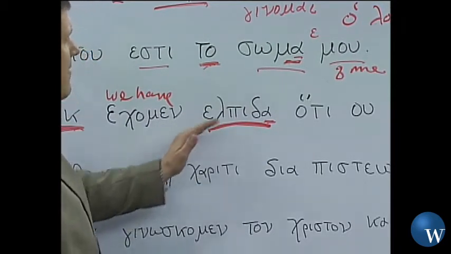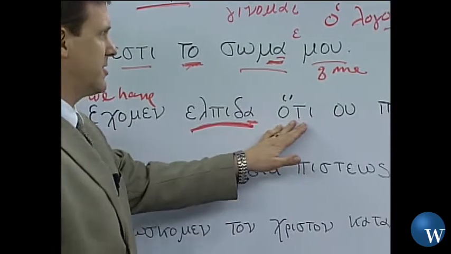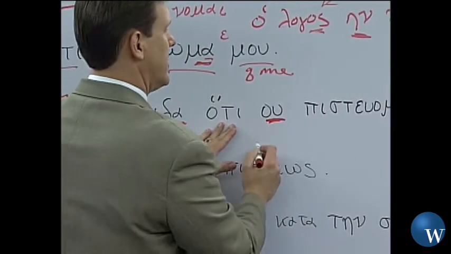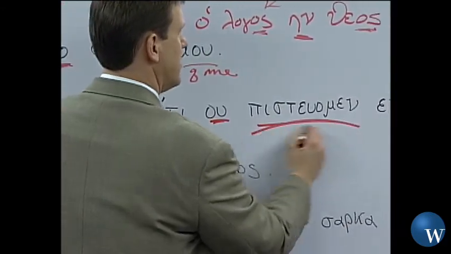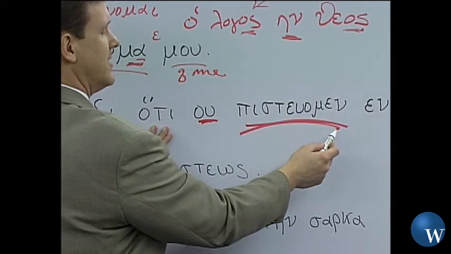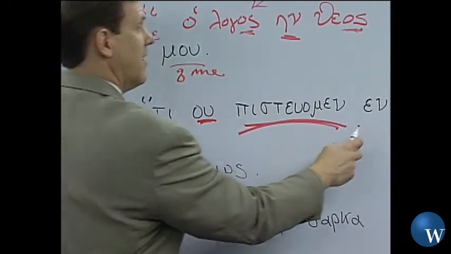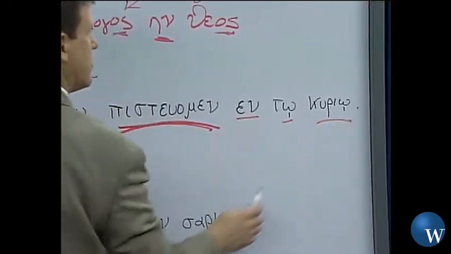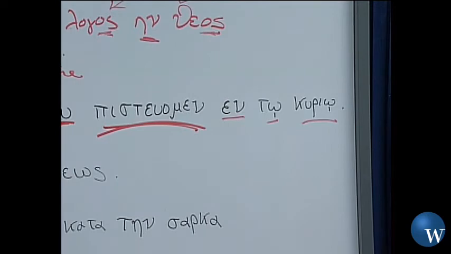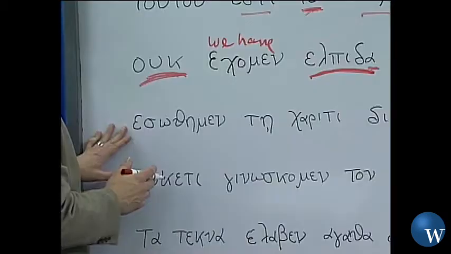So we do not have hope. And then we know hoti is our coordinating conjunction, because, and then another negation, pisteuomen, we believe. That's actually present tense, but it's saying we do not believe in the Lord, which you know is a prepositional phrase with those dative case endings there. All right, let's go back here now and look at this next sentence.